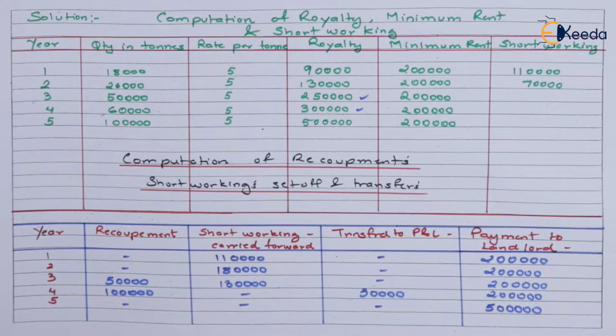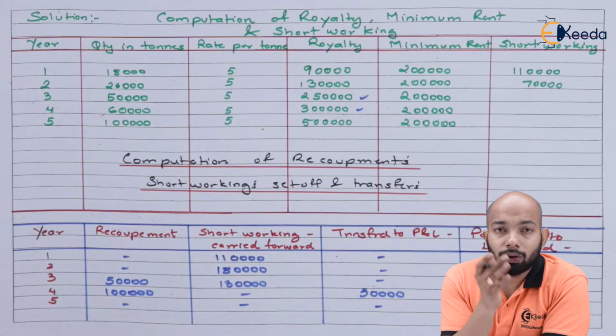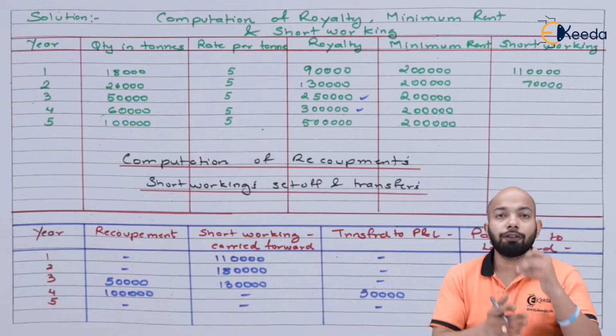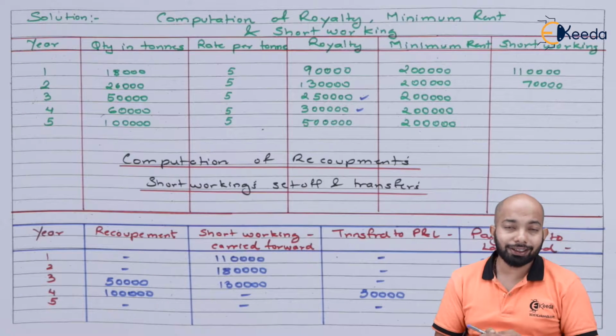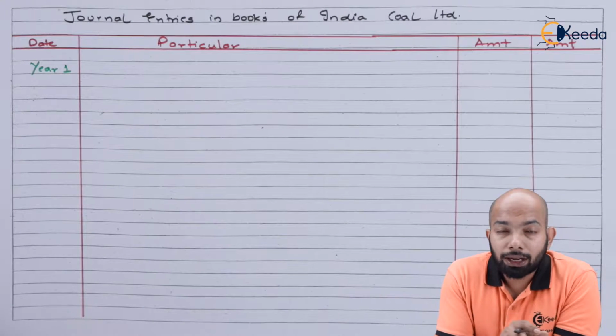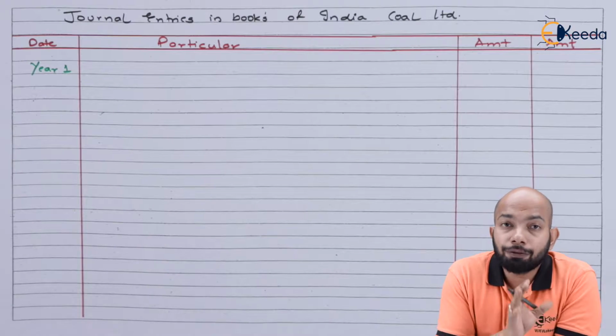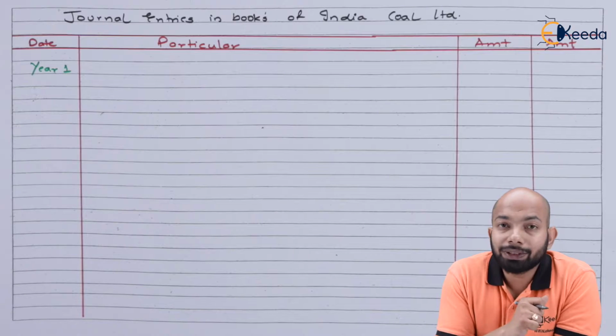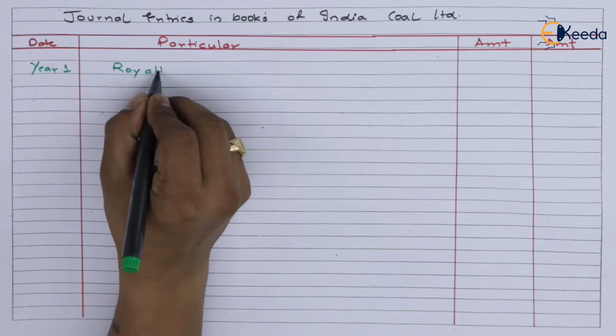So this shows the computation of short working, transfer to profit and loss account, and recoupment as well. Now let's go and pass the journal entries for the first 5 years. That means for all the 5 years we have to pass the journal entries here. Let's start with year 1. So we are passing the entries for year 1. We have to pass them like that for 5 years.